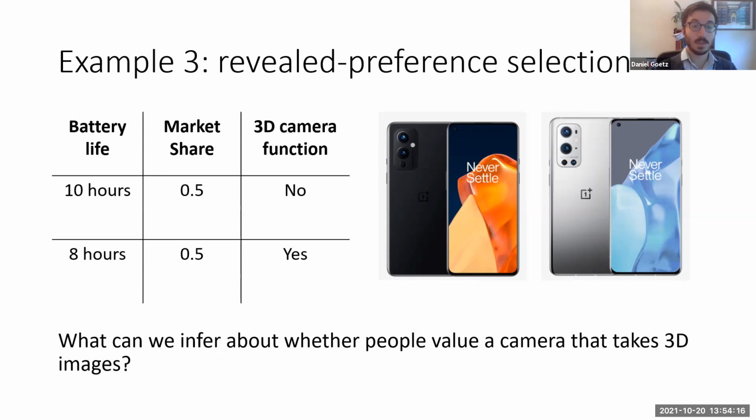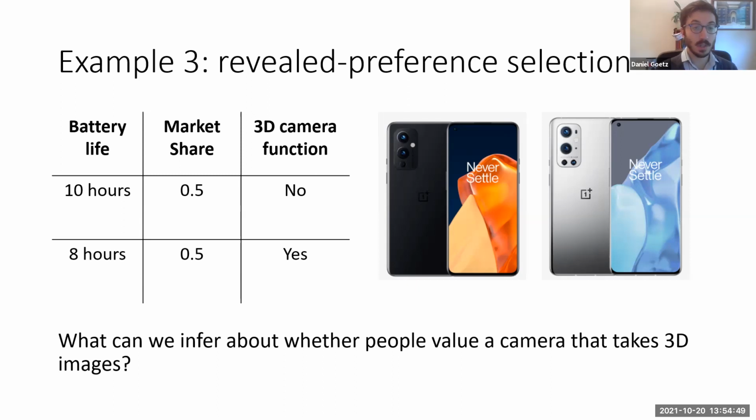One on the left is the first row, and the one on the right is the bottom row. We don't see prices here. What we see is battery life, market share, and whether or not the phone has a camera that can take 3D pictures, so pictures that you could input into a VR headset or something like that. So what can we infer about whether people value a camera that takes 3D images?